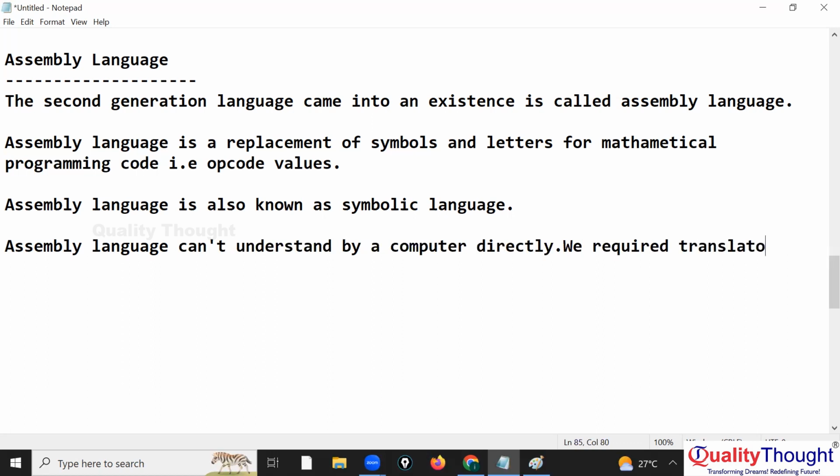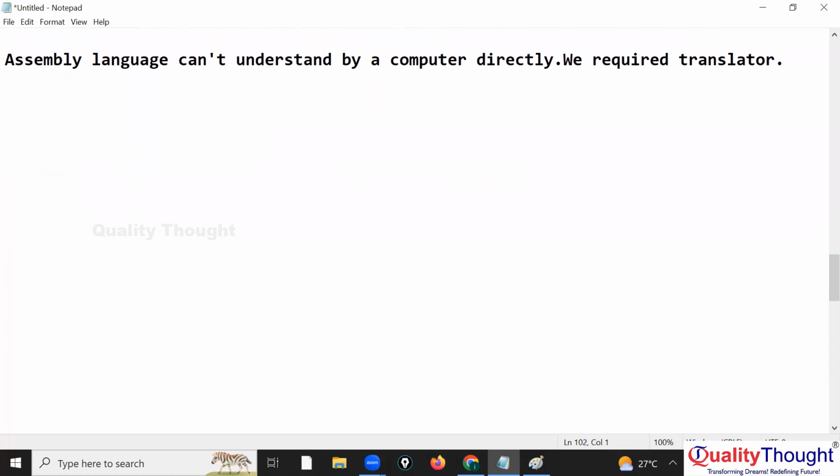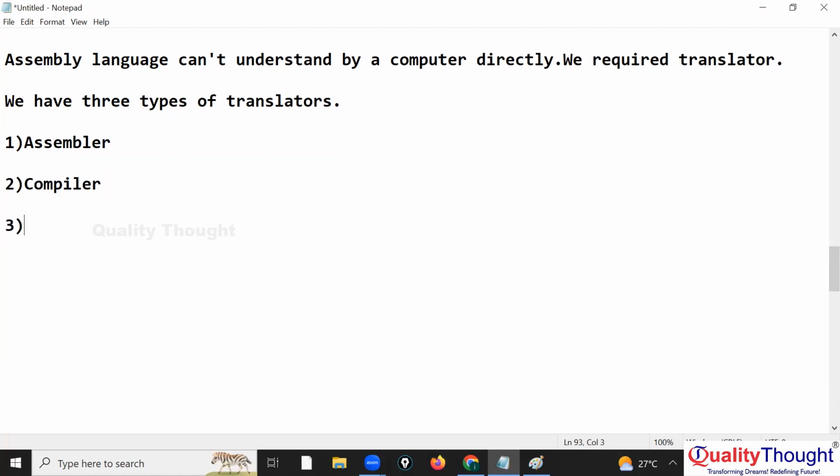We required translator. So assume that when you people are going for an interview, in interview they will ask you one question. Can you please tell me how many translators are there? So there are 3 translators, guys. Total how many? So remember, we have 3 types of translators. First one I can say assembler. Second one I can say compiler. Third one we have interpreter. So these are the 3 translators here.